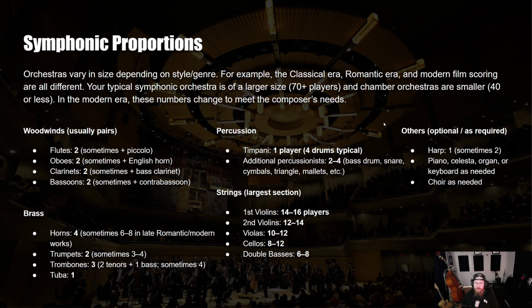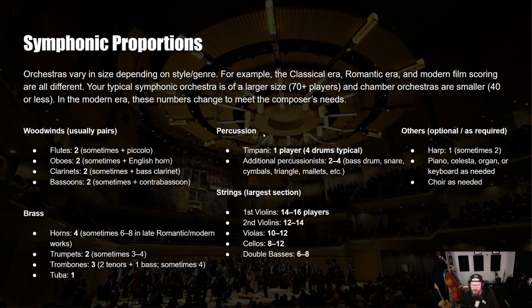In modern film scoring, we have a core concept of what the usual orchestra is, but things get changed a lot. We have a lot of ranges and creativity going on in film scoring, game scoring, stuff like that. So your typical symphonic orchestra, the larger ones, are like 70 plus players, many string players. And then chamber orchestras are smaller, like 40 or less. And then in the modern era, the numbers change to meet the composer's needs.